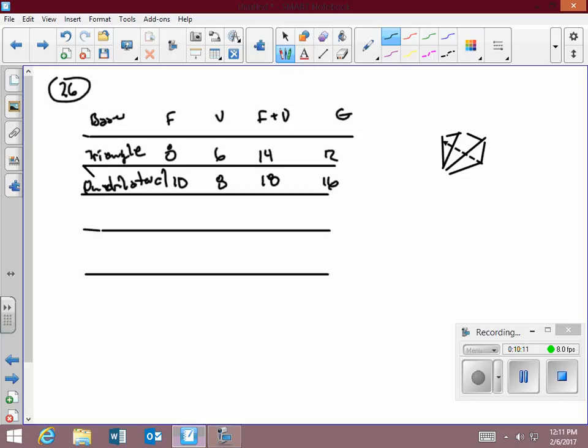And the next one is a pentagon. So how many faces on that thing? Okay, 12. How many vertices? Okay, 10. So that's 22. Then how many edges do you have? Okay.